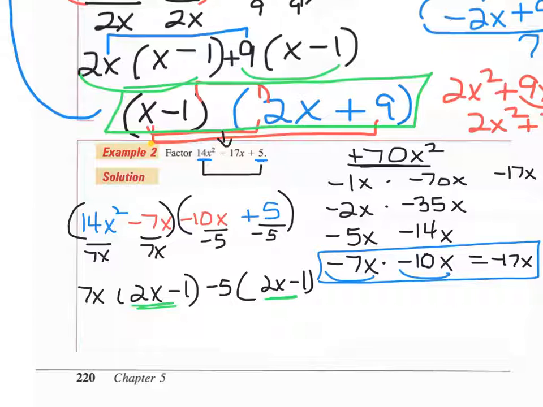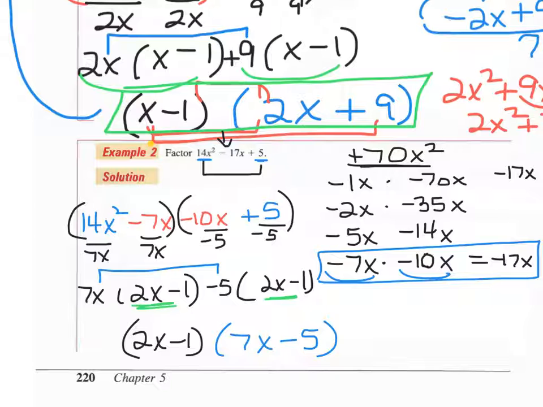So again, you're going to write the one that's in common, the 2x minus 1, and then put the two numbers you pulled out as your GCFs. Put them together, and again, this would be your answer.